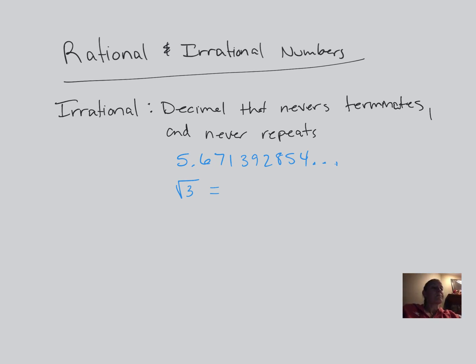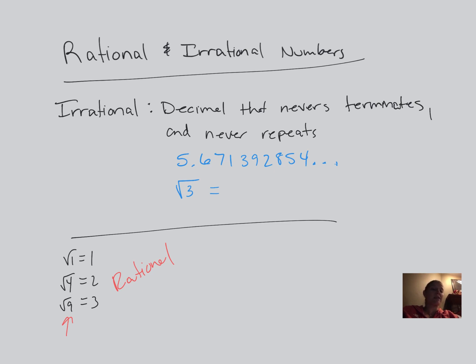Another way is make your list of perfect squares. So if I have square root of 1 is 1, because 1 times 1 is 1. 2 times 2 is 4. 3 times 3 is 9. So square root of 9 is 3. Square root of 4 is 2, and so on. So all of these square roots, these would all be rational, because I know what the answer is. Square root of 4 is exactly 2. Square root of 9 is exactly 3. So those are all rational.